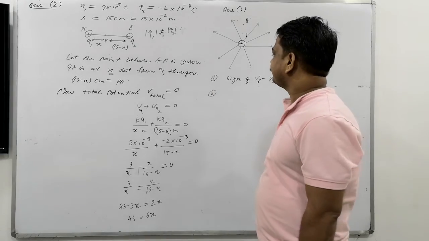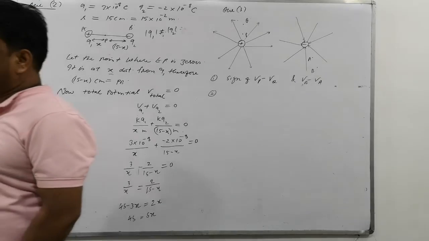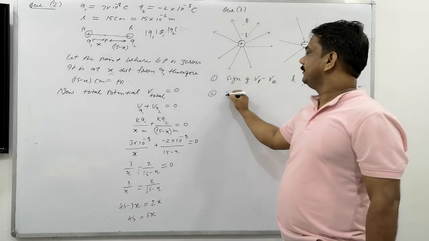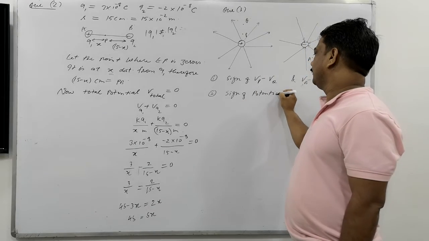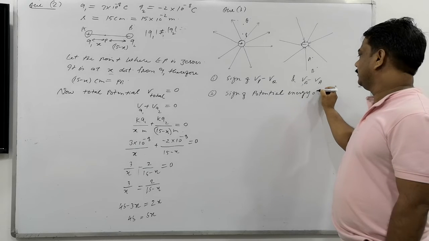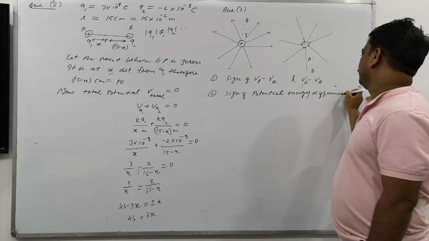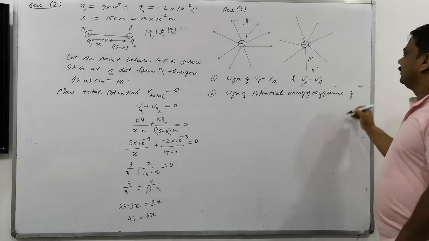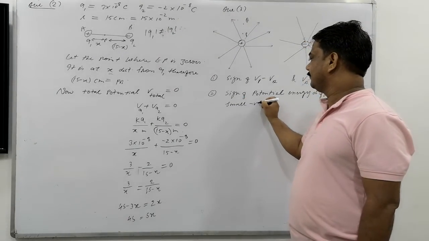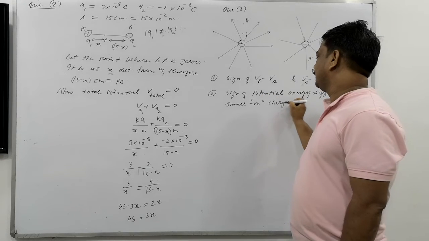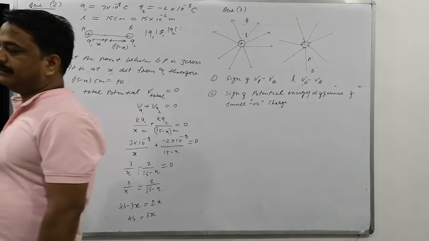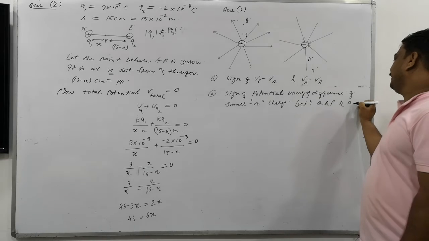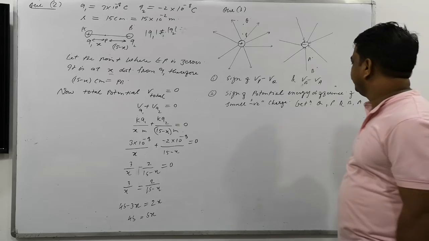Second. Give the sign of potential energy difference of a small negative charge between Q and P and B, A. Okay, between Q and P, and B, A.